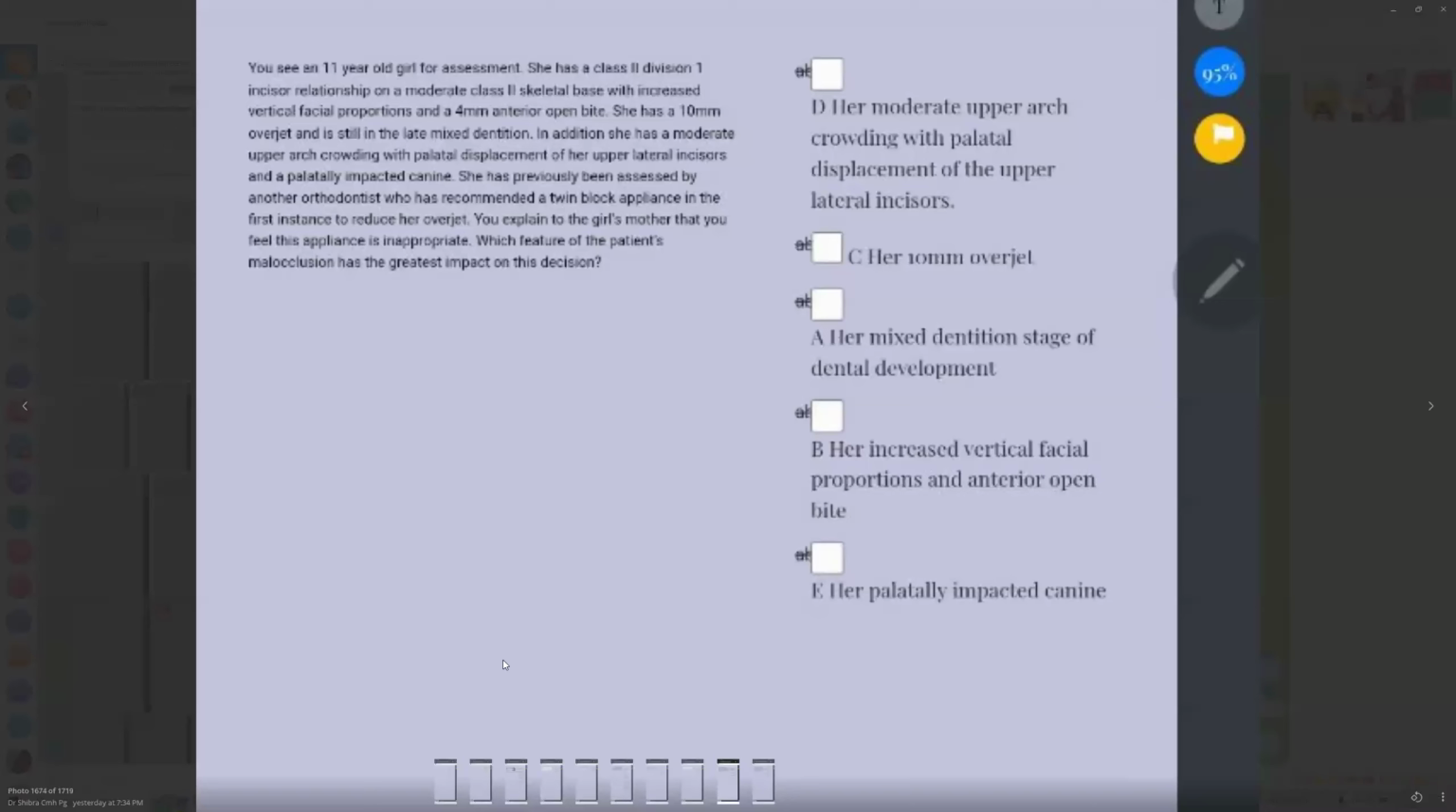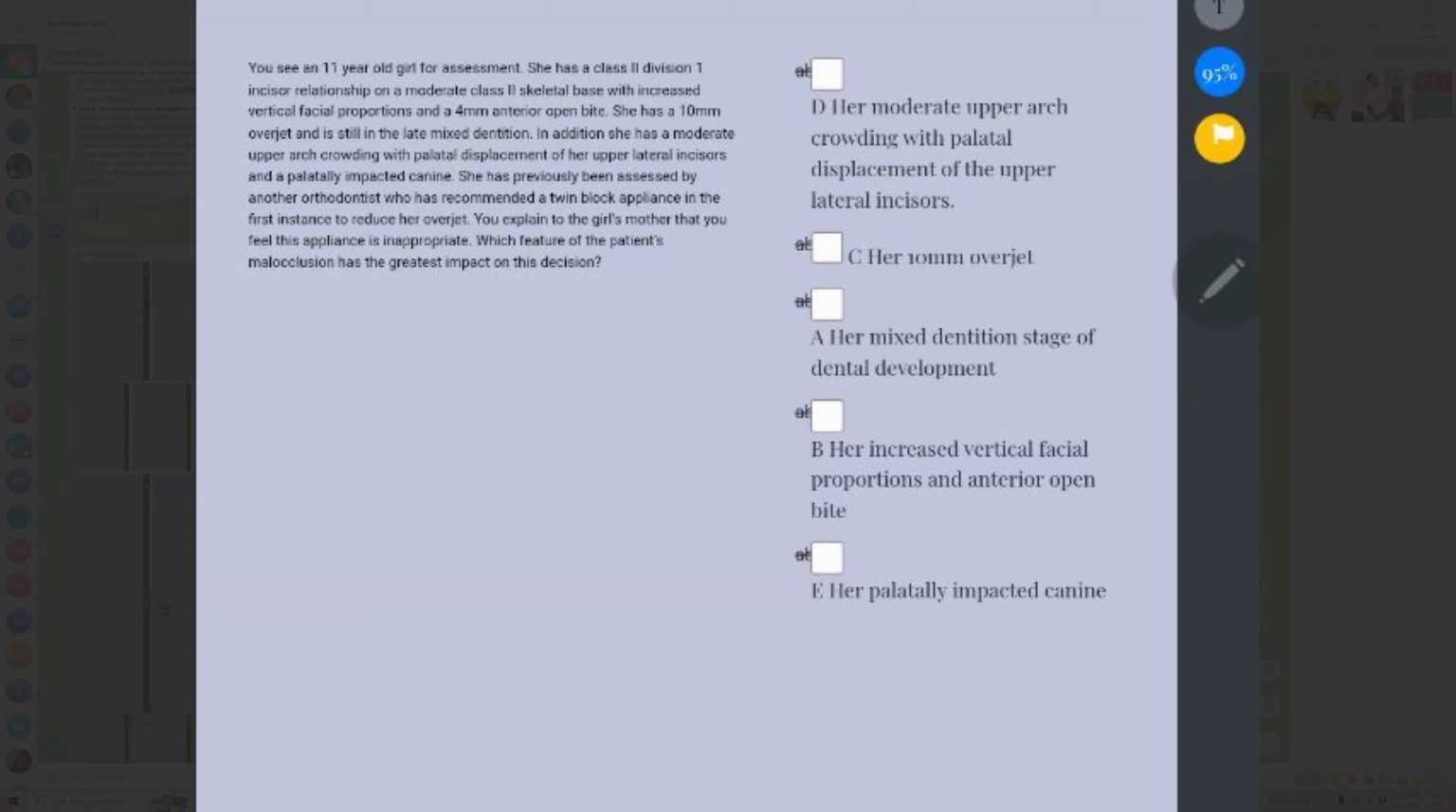You see an 11-year-old girl for assessment. She has a class 2 division 1 incisor relationship on a moderate class 2 skeletal base with increased vertical proportions and a 4 millimeter anterior open bite. She has a 10 millimeter overjet and is still in the late mixed dentition. In addition, she has moderate upper arch crowding with palatal displacement of the upper lateral incisor and a palatally impacted canine. She has previously been assessed by another orthodontist who recommended a twin block appliance in the first instance to reduce her overjet.